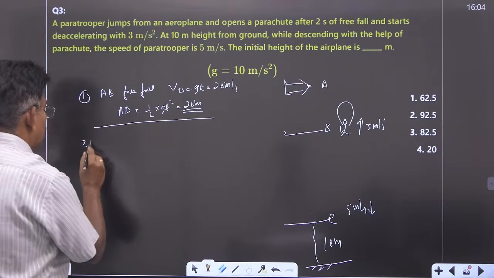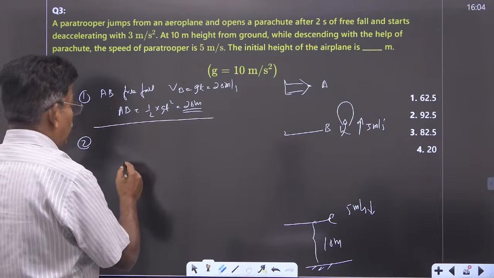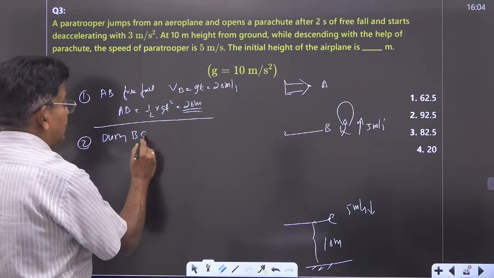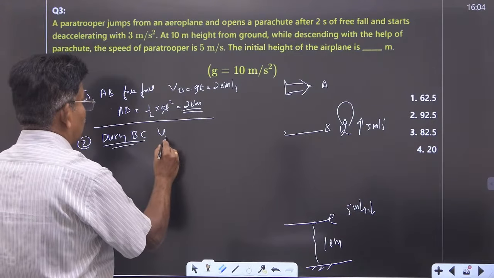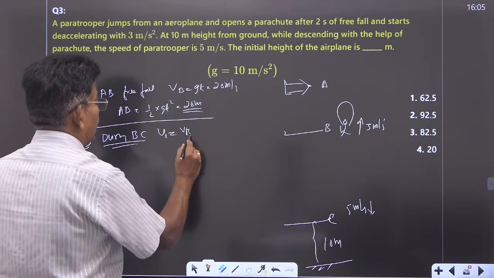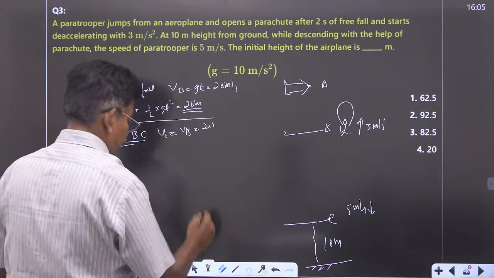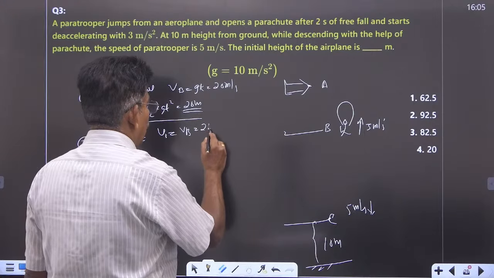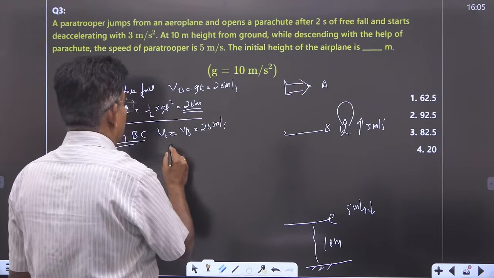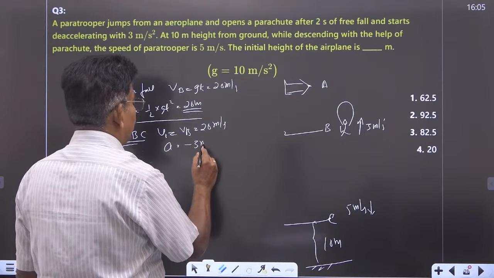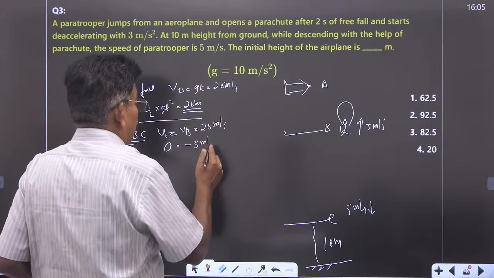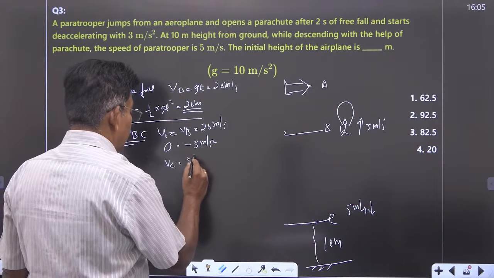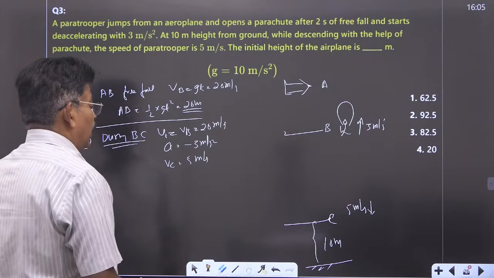Now, second stage, during the BC motion, initial velocity u, that is VB, is equal to 20 meters per second. Then acceleration is minus 3 meters per second squared, because due to upthrust, the push is upward. Then velocity at C is given to be 5 meters per second. Again, no time is mentioned.